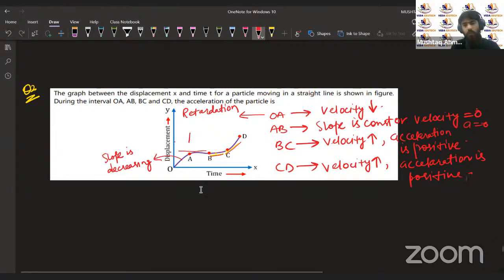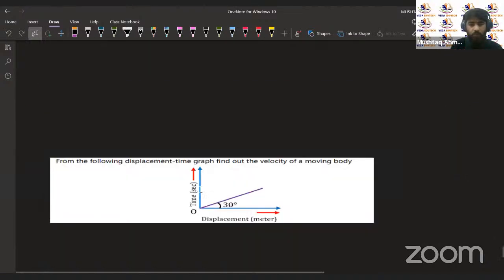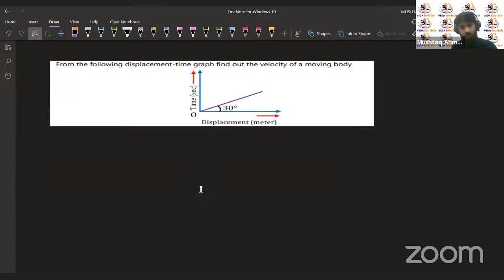So that was the conclusion from this displacement time graph, right? On the x-axis, it's time. Let's move on to the next question. The question is that from the following displacement time graph, find out the velocity of a moving body, right?